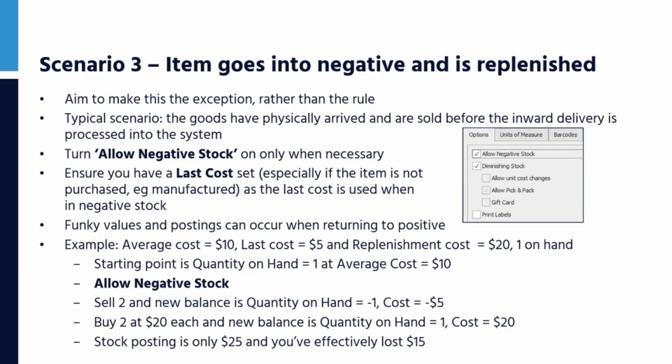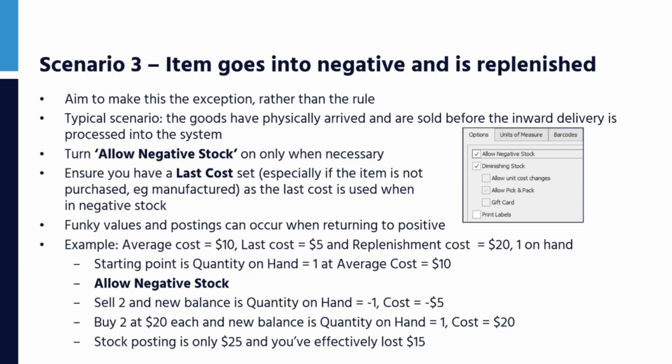A couple of important things about it: when you are in negative stock, because the system doesn't know what the actual cost of the item is, it will use the last cost of the item. So it's quite important that if you have, say, not purchased that item for a number of years, that last cost could be incredibly stale. So you need to be mindful of keeping those last costs up to date if you do allow your stock to go into negative. And you can get some funky values and postings occur when returning to positive.